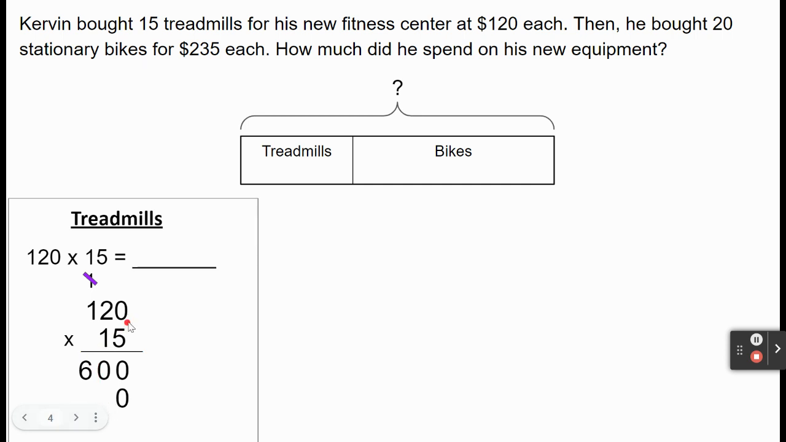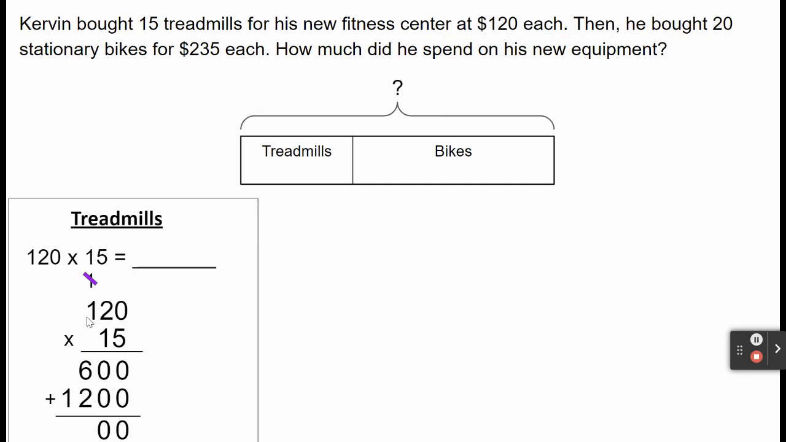1 times 0 is 0. 1 times 2 is 2. And 1 times 1 is 1. So 120 times 10 is 1,200. We can add these products together to get our final product. 0 plus 0 is 0. In the tens place, 0 plus 0 is 0.